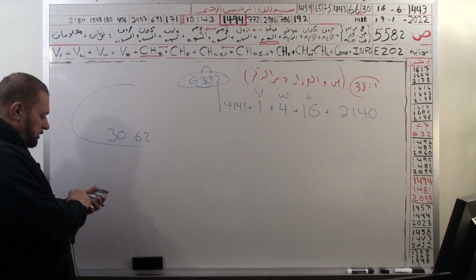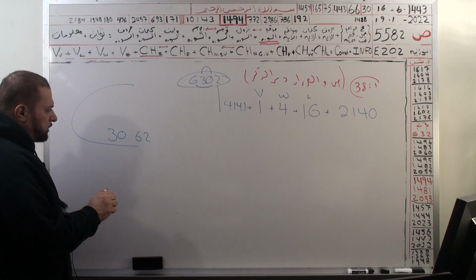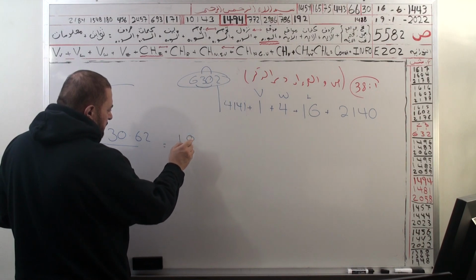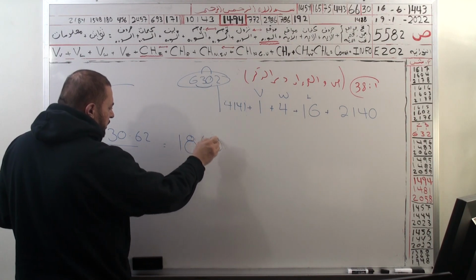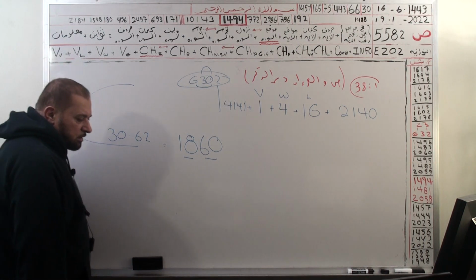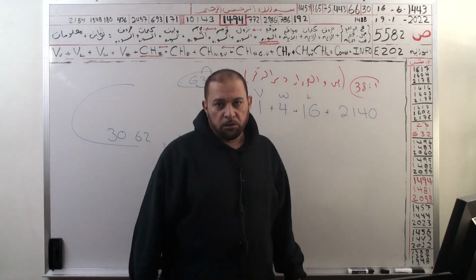So 30 times 62 is 1860. Without calculation, without anything: 60 as-sirat, 18 sad. It is a very remarkable decoding.